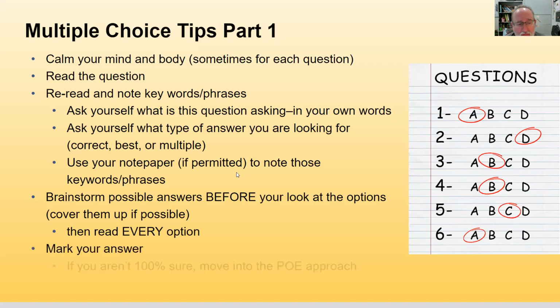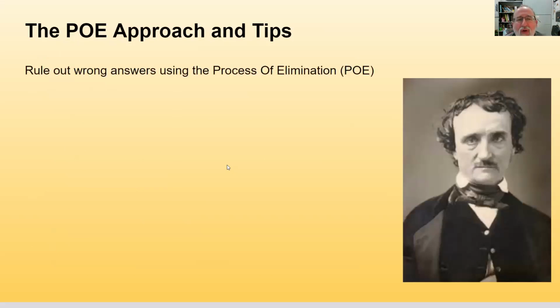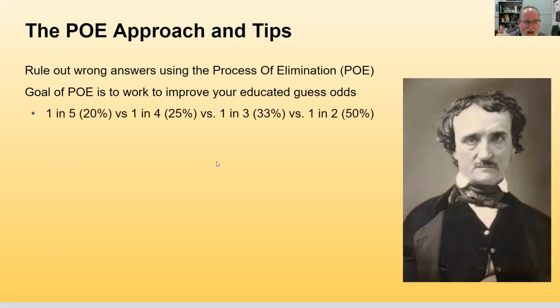Mark your answer. Now, if you're not 100% sure, you've got to move into the POE approach. So the POE approach, good old Edgar Allan here. It's not about that. What you want to do is the process of elimination. You want to rule out wrong answers. The goal of POE is to help you improve your odds of taking an educated guess, not just taking a guess, an educated guess. Because think about this: 1 in 5 versus 1 in 4 versus 1 in 3 versus 1 in 2. The more you can narrow down your guess, the better your chances are of getting the right answer.